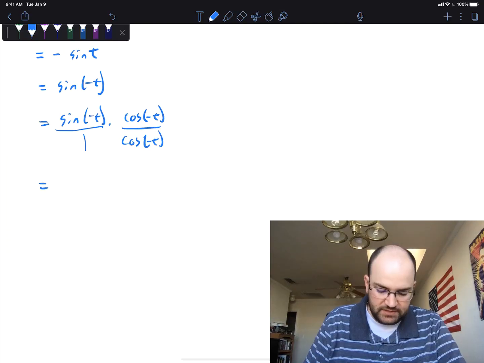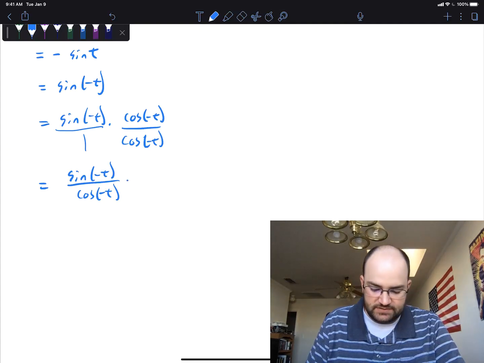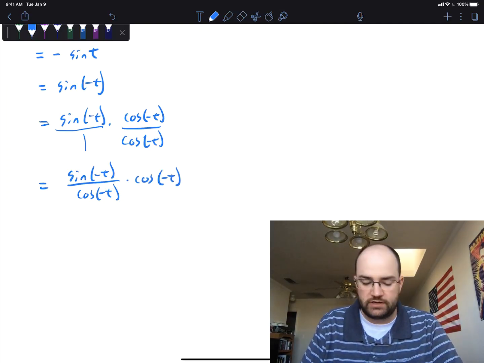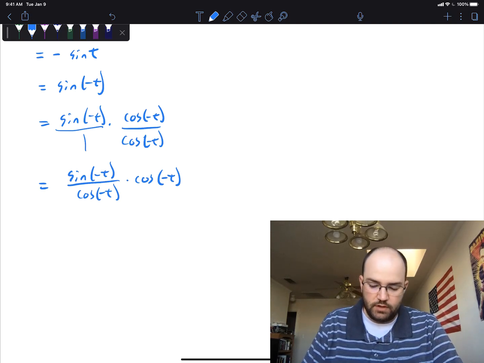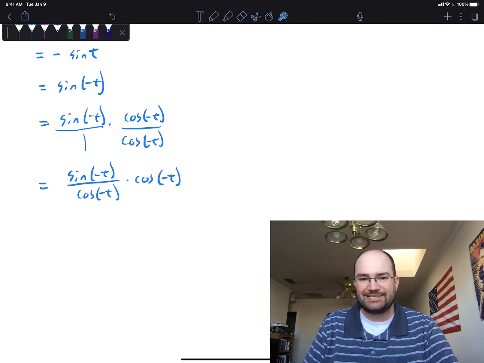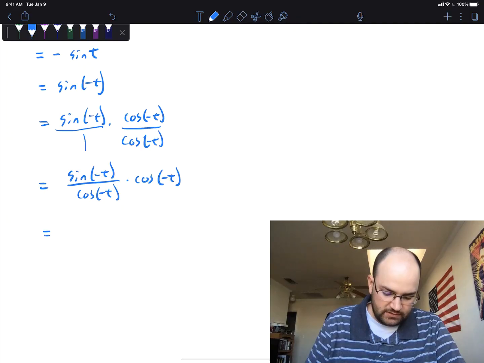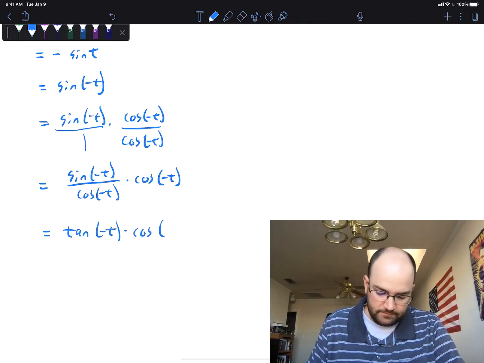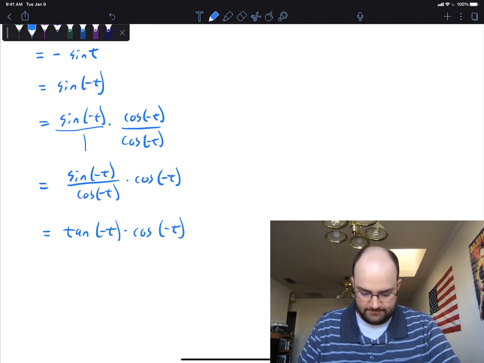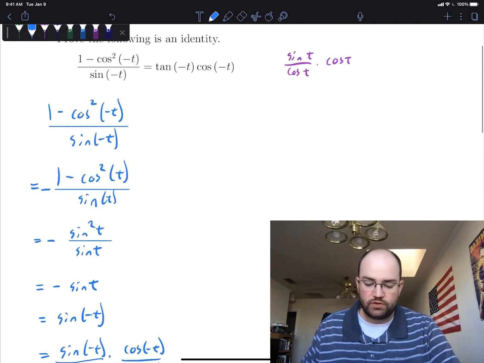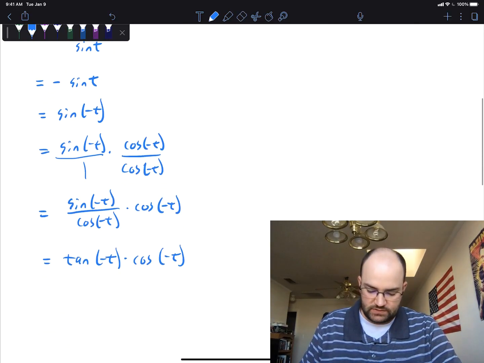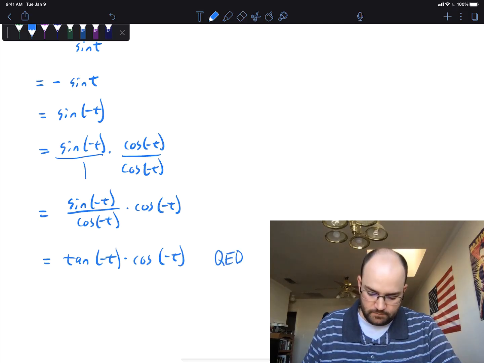So that gives me the sine of negative t over the cosine of negative t times, and then what's left over here is just the cosine of negative t over 1, but we don't really like writing the over 1 here. But notice that sine over cosine is tangent. So that's going to give me the tangent of negative t times the cosine of negative t, which is exactly what we wanted to prove. So, QED.